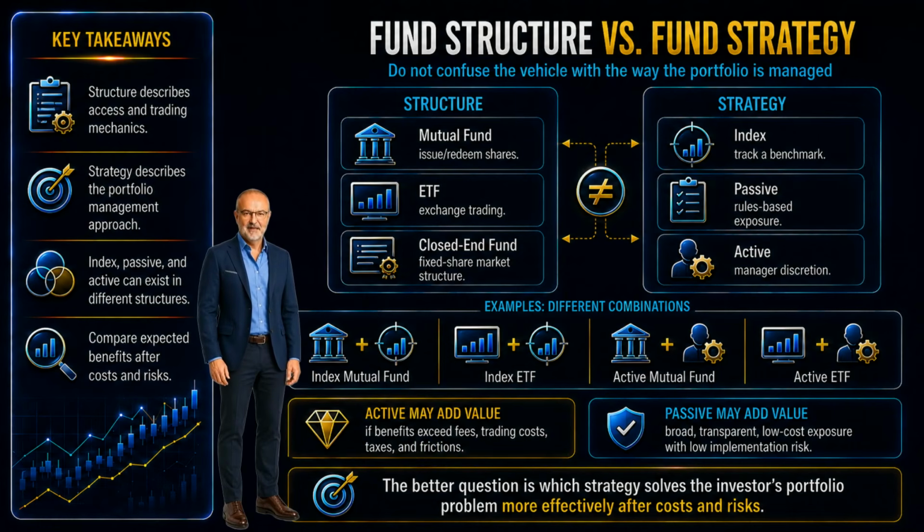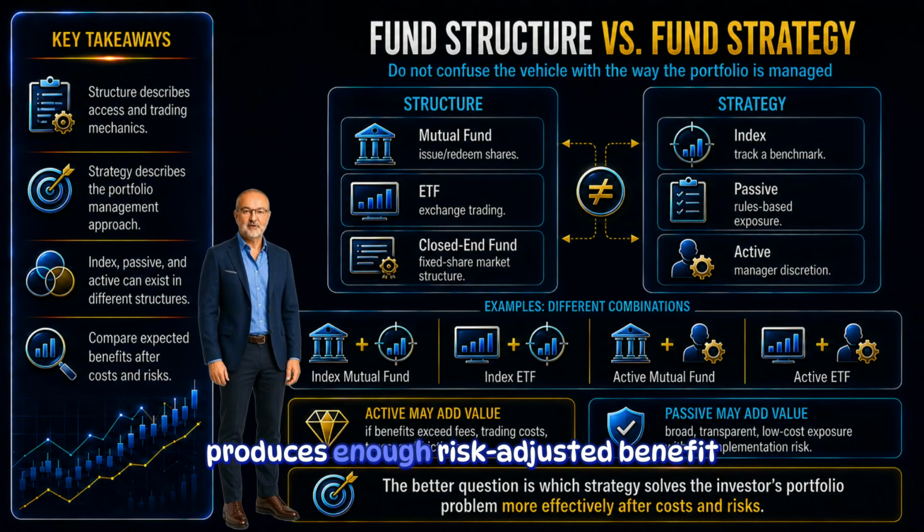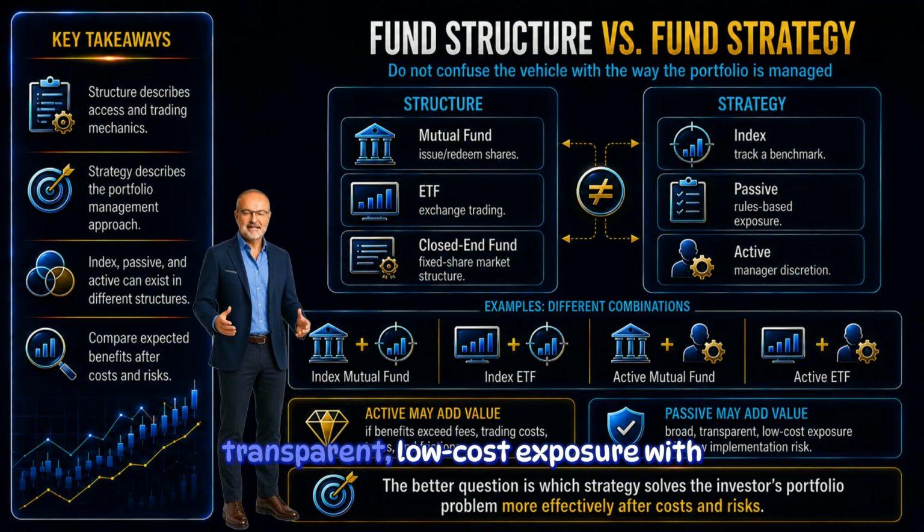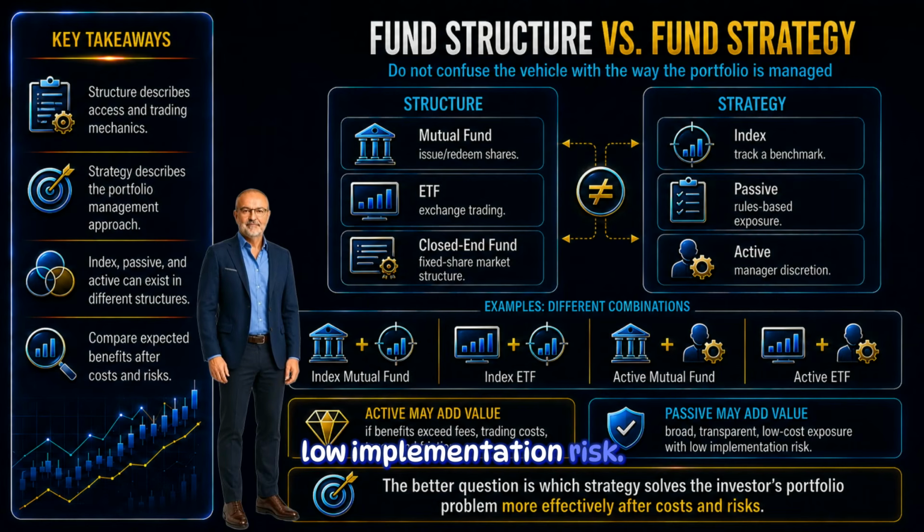These categories can combine. You can have an index mutual fund, an index ETF, an active mutual fund, or an active ETF. The active versus passive decision should be treated as a cost-benefit problem. Active management may add value if the manager produces enough risk-adjusted benefit after fees, trading costs, taxes, and implementation frictions. Passive management may add value by giving broad, transparent, low-cost exposure with low implementation risk. The question isn't simply which is better. The better question is which strategy solves the investor's portfolio problem more effectively after costs and risks.